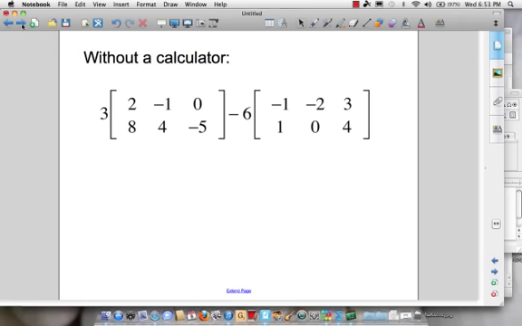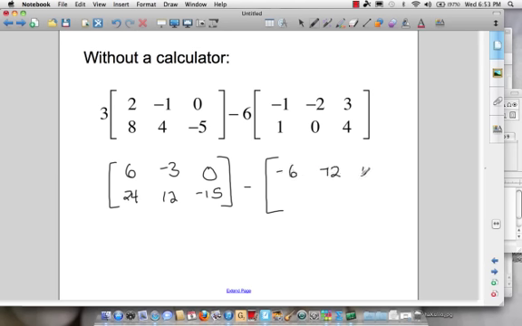The section on matrix arithmetic is going to require you to perform these calculations without a calculator. So just briefly, a reminder that when there's a scalar or number parked outside of a matrix, you just multiply everything in the matrix by that number. So I'm going to triple each of these. 2 times 3, negative 1 times 3, 0 times 3, 8 times 3, 4 times 3, and negative 5 times 3. And then the same thing here, I'm going to multiply everything by 6. Negative 6, negative 12, 18, 6, 0, and 24.